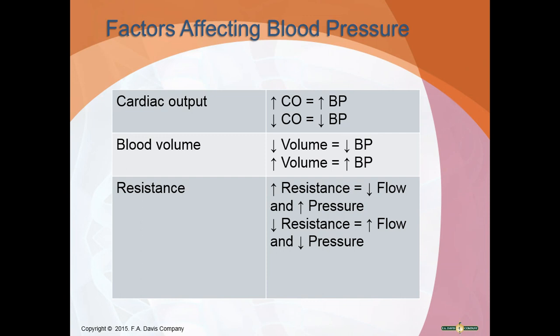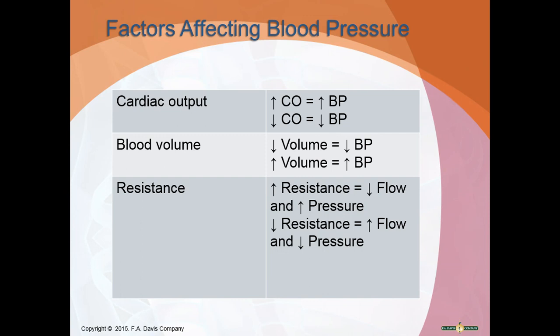And there's different things that affect blood pressure. Cardiac output, which we talked about, blood volume, and resistance. So a proper blood pressure is crucial for proper body functioning. Blood pressure is determined by cardiac output, blood volume, and resistance.